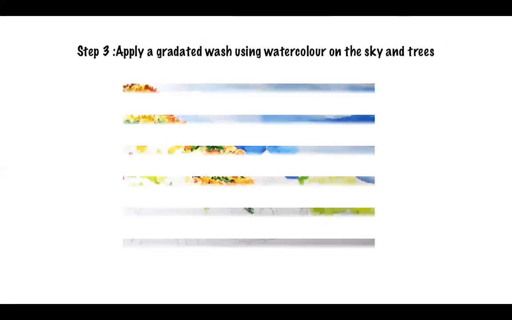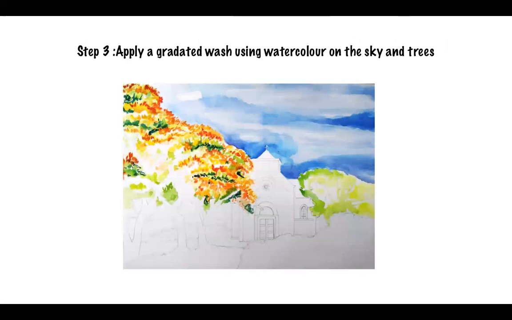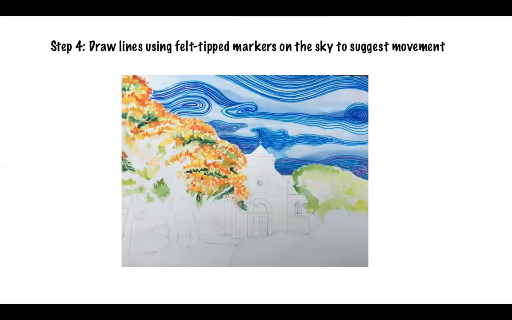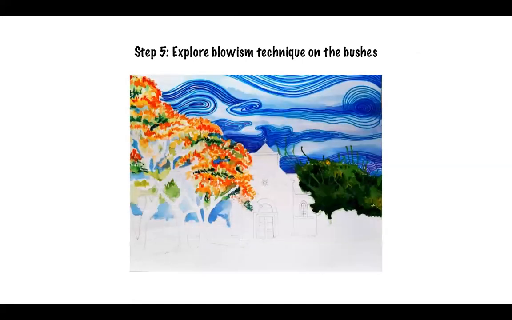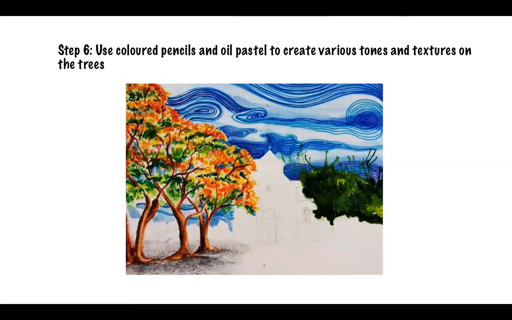Step 3. Apply a gradated wash using watercolour on the sky and trees. Step 4. Draw lines using felt tip markers on the sky to suggest movement. Step 5. Explore blowing technique on the bushes. Step 6. Use colored pencils and oil pastel to create various tones and textures on the trees.